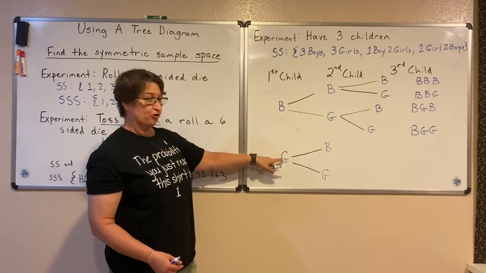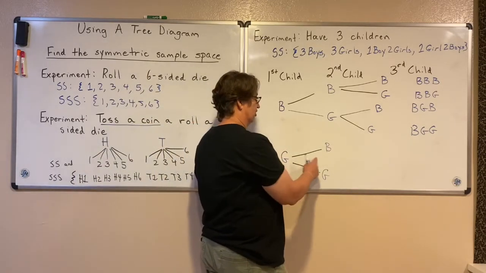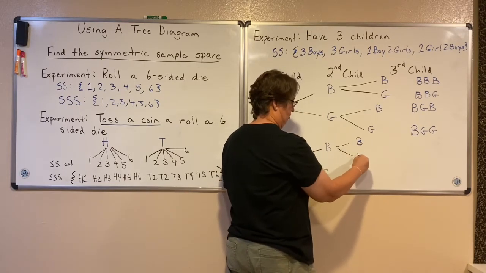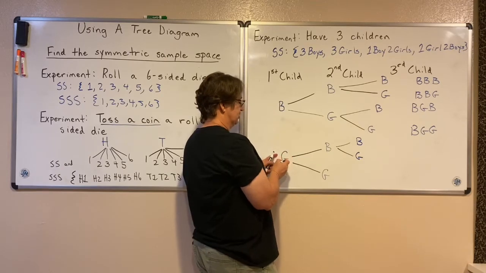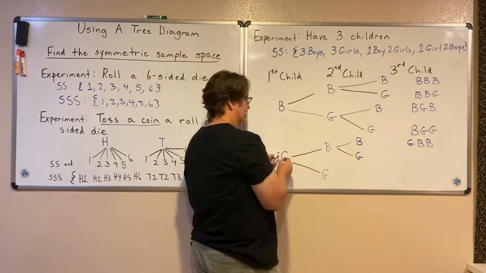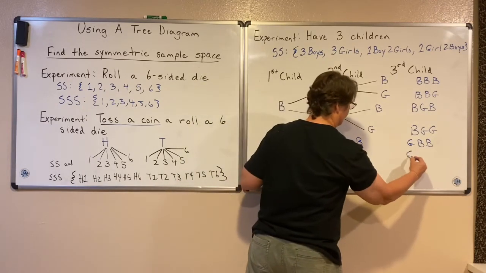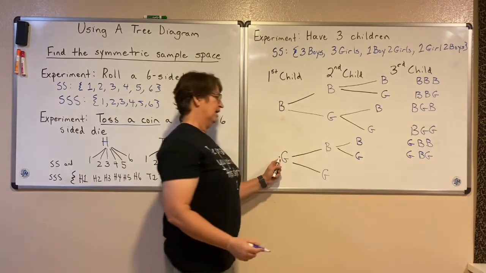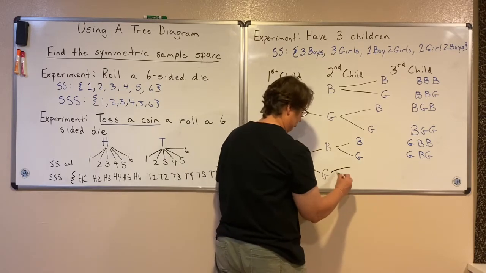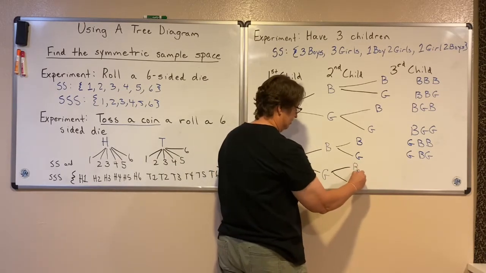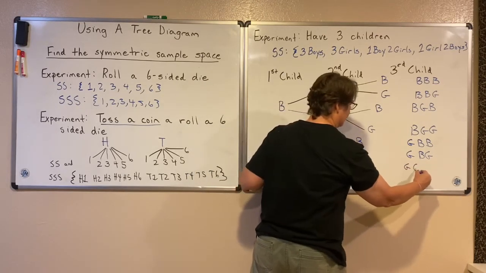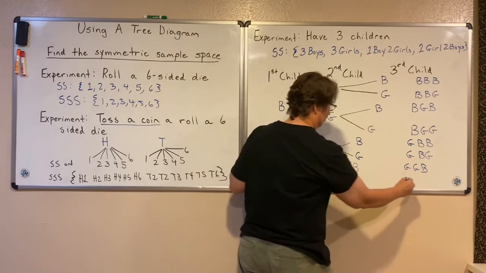But what if I had a girl first? Well, I could have had a girl and then a boy, in which case, then I could have a boy or I could have a girl. So another option is to have a girl, a boy, boy, or to have a girl, a boy, and then a girl. And then last but not least, I could have a girl. Well, if I have a girl and then a girl, I could end up with a boy, or I could have all 3 girls. So a girl, a girl, a boy, or a girl, a girl, a girl.